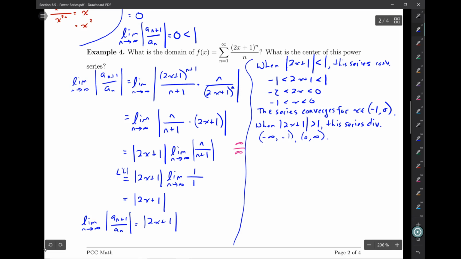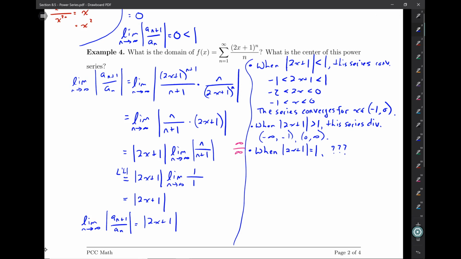Now, this isn't a comment that we're going to always make, but I just want to write it out very specifically in this case, because here we have one part of the ratio test when our limit is less than 1. We have one part for when our limit is greater than 1. But remember what happens when the absolute value of 2x plus 1 is actually equal to 1. When our limit is equal to 1, the ratio test is inconclusive. So we actually need to figure out a little bit of extra information about this.